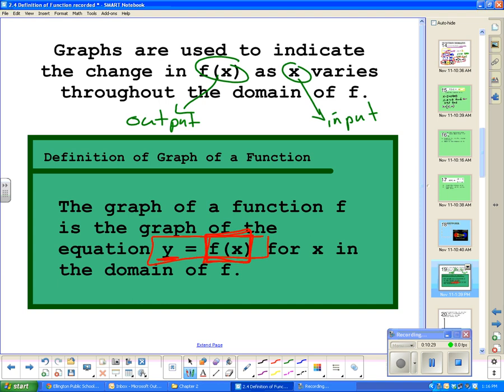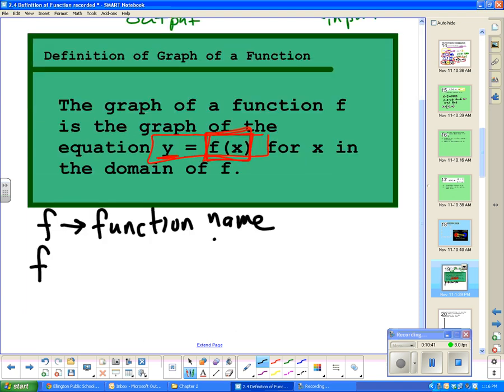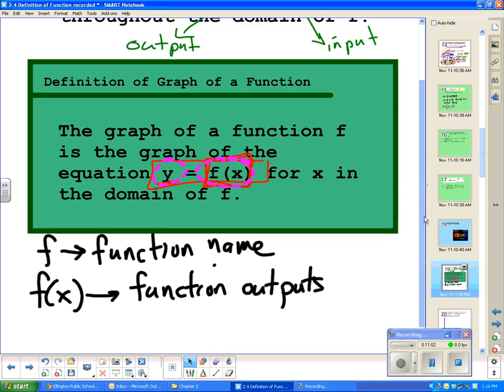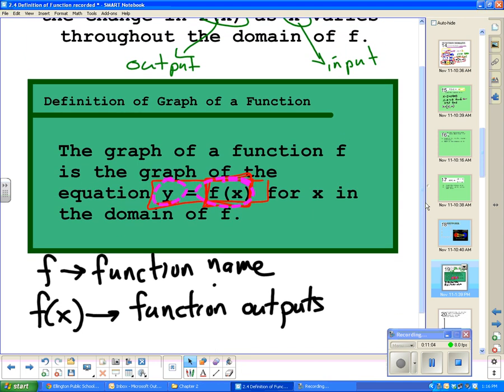Remember that when you see the f by itself, that is simply the function name. But when you see f of x, it's referring to function outputs. So whenever we see an f of x in our heads, we have to think outputs. So it's just saying that the y coordinates on our graph are the same as the outputs of the function. It's just a fancy way of saying it. But math is filled with fancy language, and sometimes we just need to get used to it.